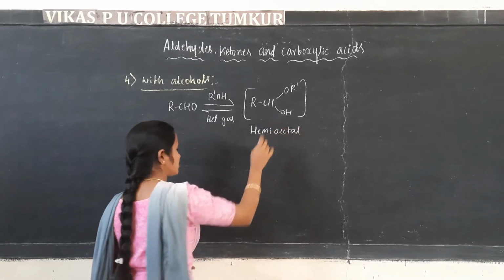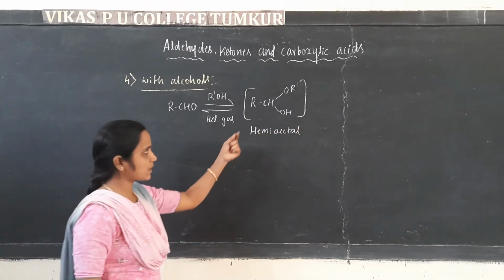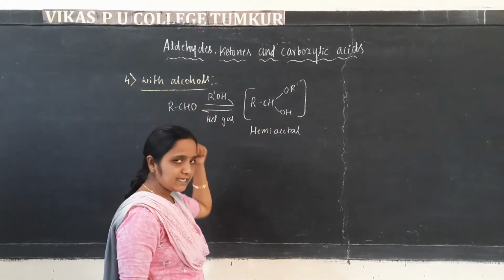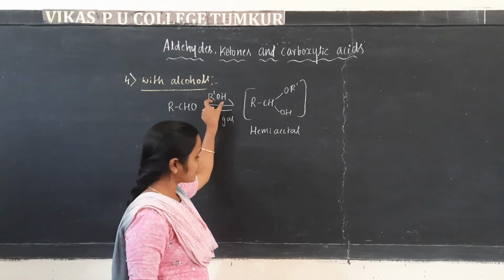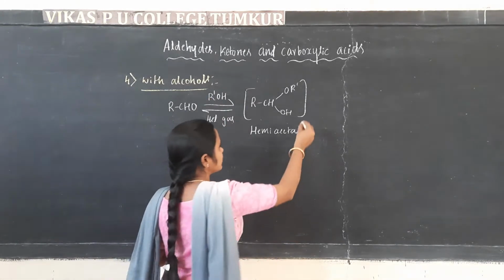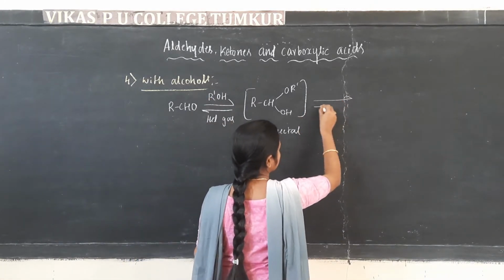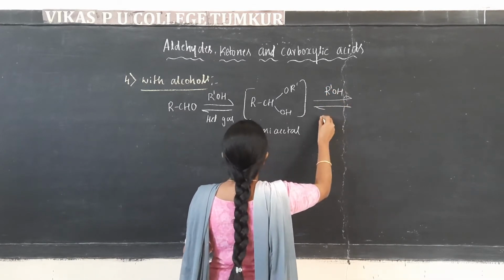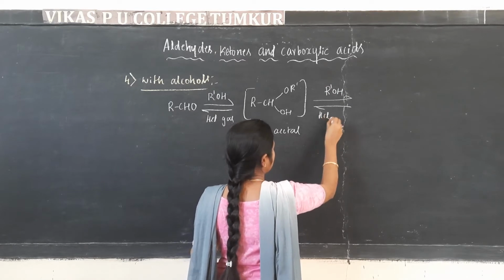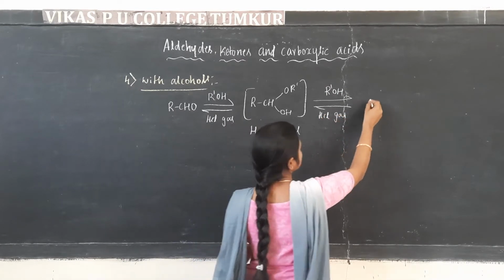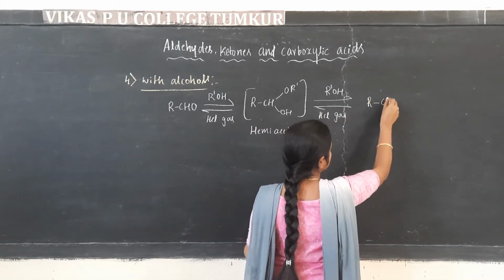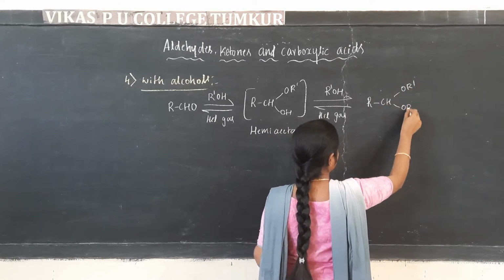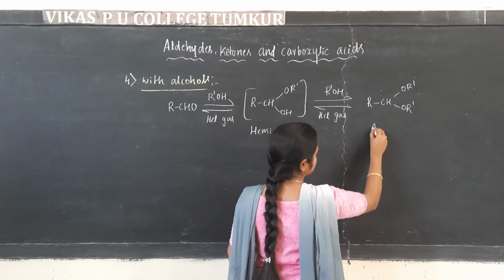The hemiacetal is unstable. Therefore, it reacts again with the monohydric alcohol, and the acetal is formed, RCHOR'. This is the acetal.